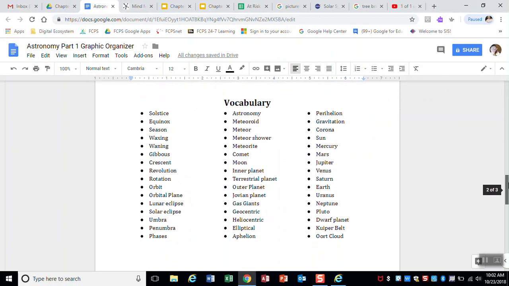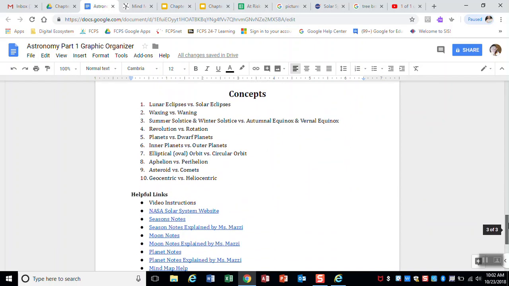Well, I put together a list of possible vocabulary. Some of this is vocabulary, some of this is just like names of planets and things like this. So these are the types of things that I would think you would have on your mind map for astronomy. And then I listed out some concepts.